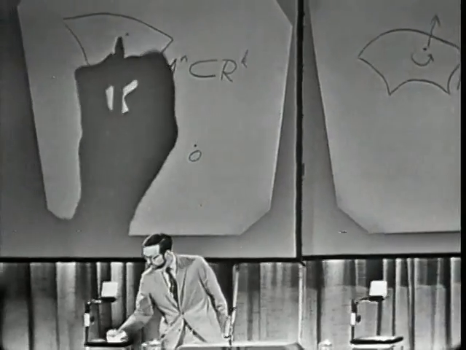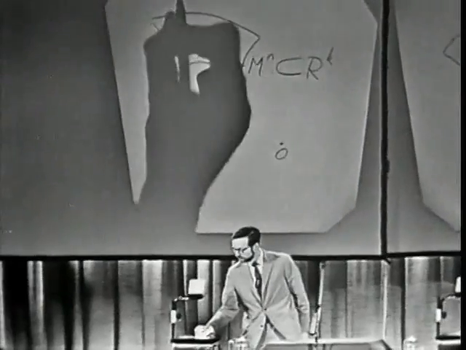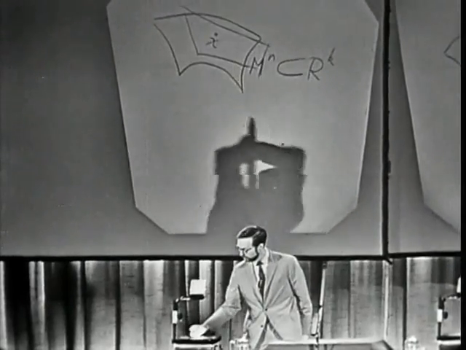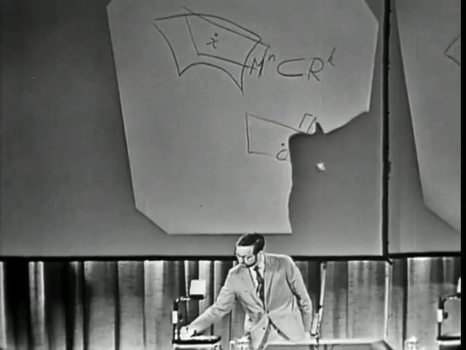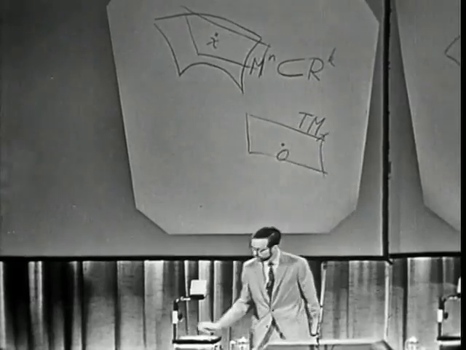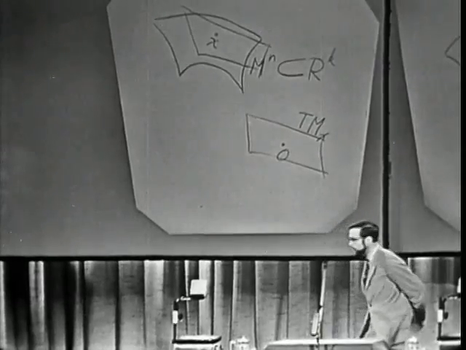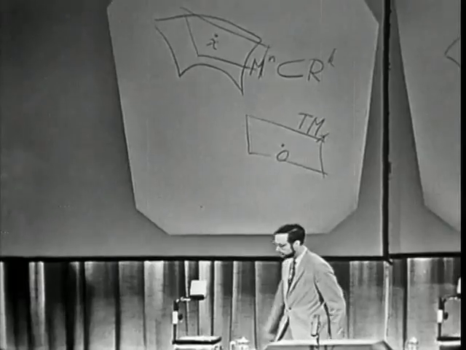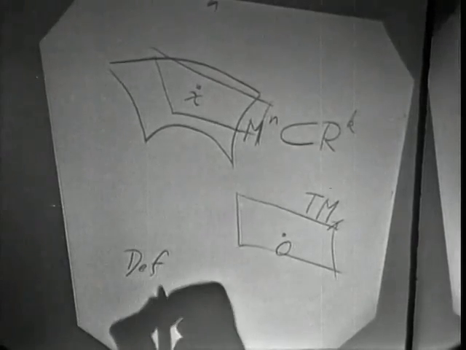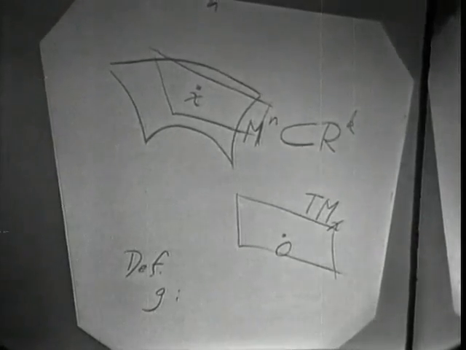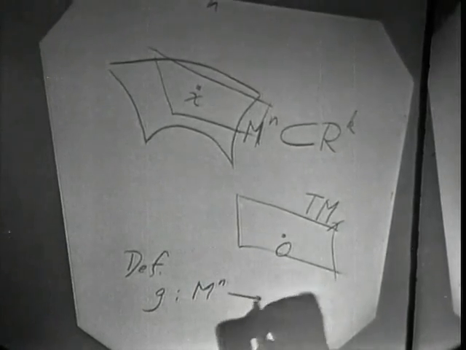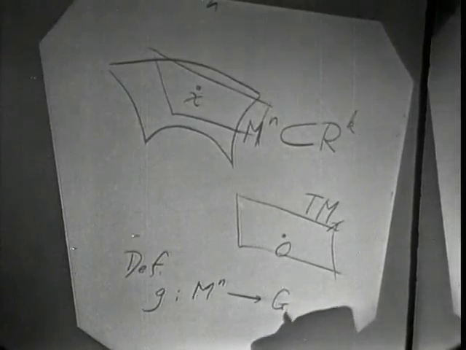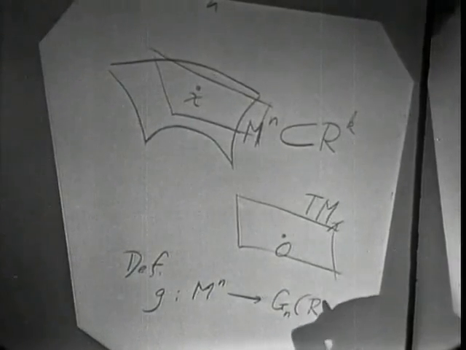That is, to each point x, we associate the plane which best approximates M at x, translated so as to pass through the origin. By definition, this plane is called the tangent space of M at x. And I want to think of this as a point in the Grassmann manifold. So in other words, I define the generalized Gauss map G carrying M, of dimension n, into the Grassmann manifold of n-planes in k space.